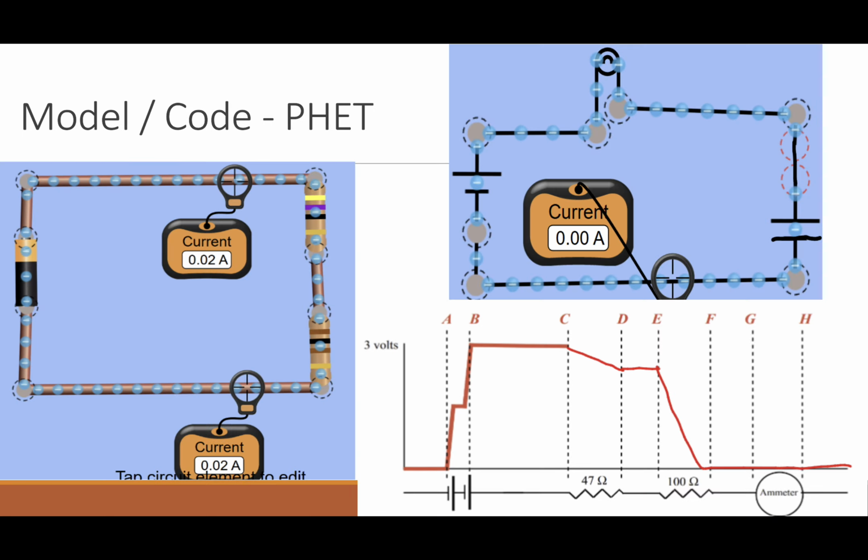Here's the model/code for the experiment. We did this modeling in PhET, and you can see from our experiment, we start out at 0 volts, we go to 1.5 volts with the first battery, then up to 3 volts, as we remain constant at 3 volts until we hit the first resistor, which then we drop by the calculated amount, and then we stay constant until we get to the second resistor, until we drop back down to 0 volts for the rest of the circuit.